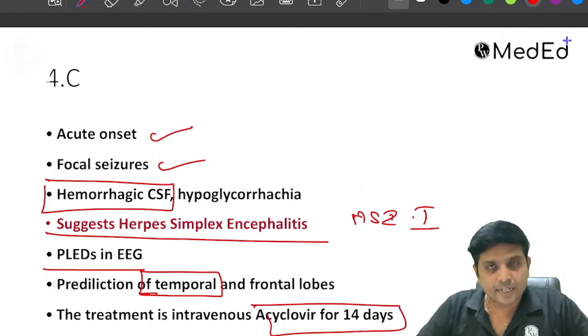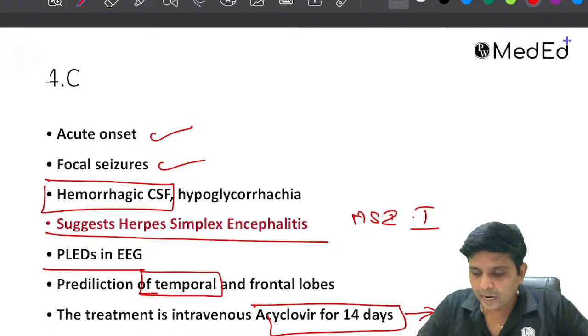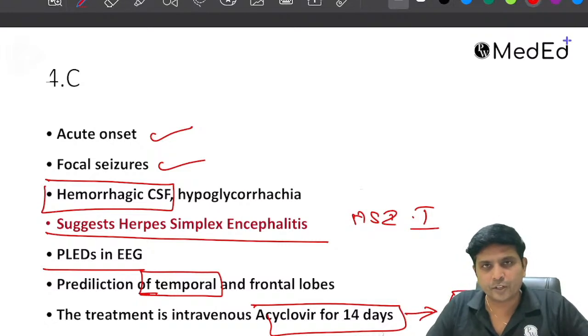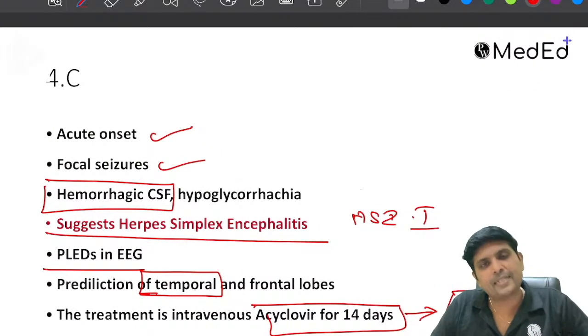We used to start acyclovir and at the end of 14 days, do CSF analysis. If the CSF is clean and neat, well and good. If it is not, you need to give it for another 7 days. So the total duration is 21 days. This is all about herpes simplex encephalitis.